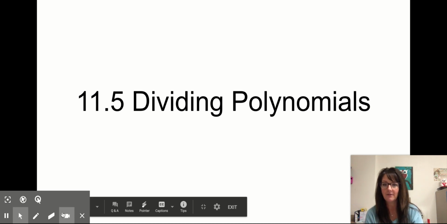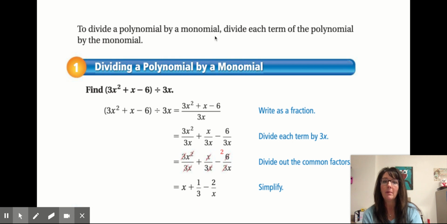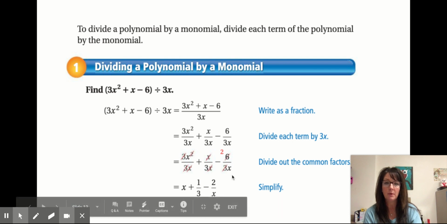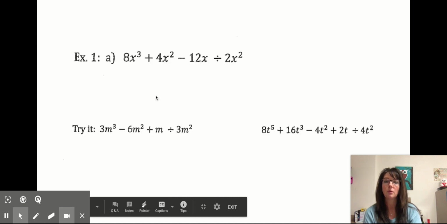Okay, 11.5, dividing polynomials. So to divide a polynomial by a monomial, we're just going to divide each term by the monomial, right? And you can kind of see that. So taking this divided by this, you can write it as a fraction and then write it as, divide each term by 3x and then just go through and cancel it until you're left with the quotient. So let's do that.